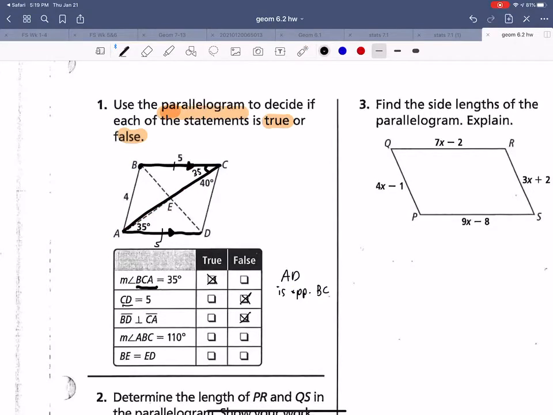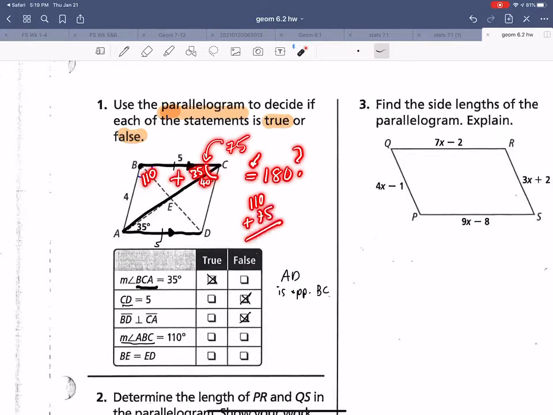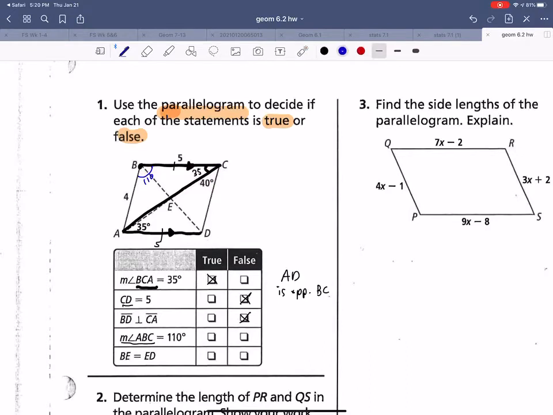Almost said true. Okay. Is the measure of ABC 110? Okay, so that gets to our notes. Is this 110? So let's take a look. Consecutive angles add up to 180. So if that's 110 and this is 35 and 40, so that'd be 75. Does that add up to 180? I'm going to say no. 110 and 75 add up to 185. So I'm going to say no. That can't be 110. So let's figure out what it would be. 180 minus 75 would be 105.